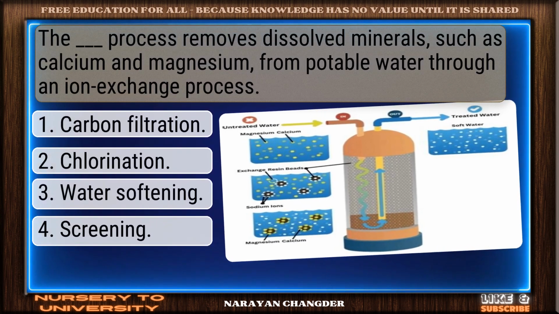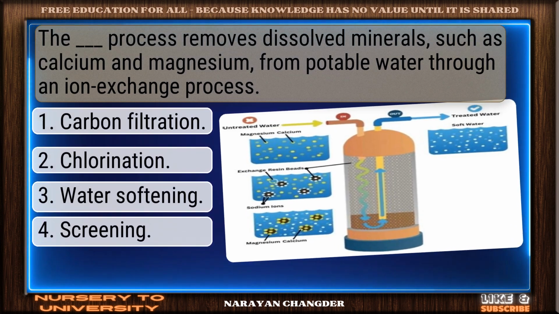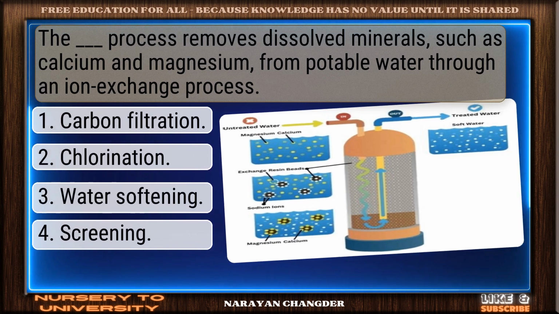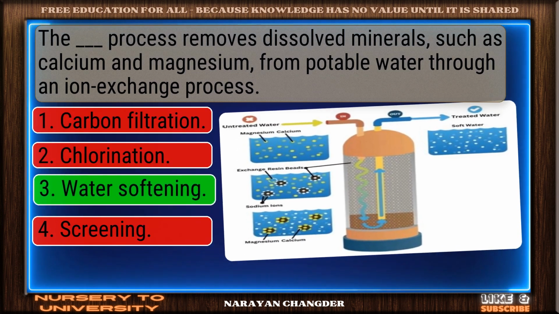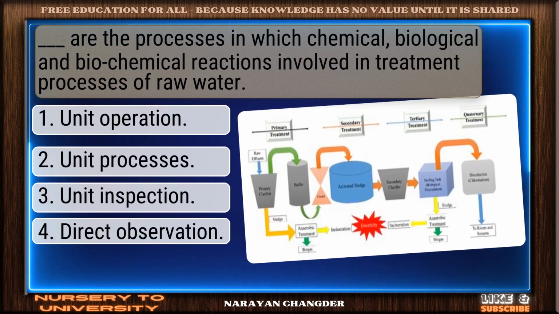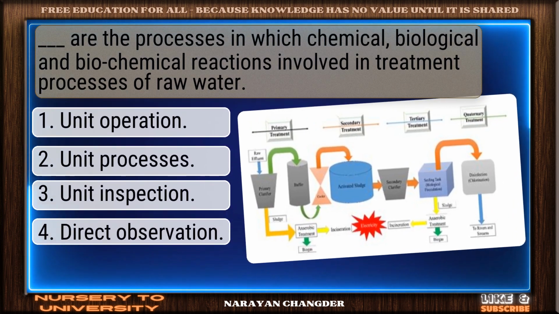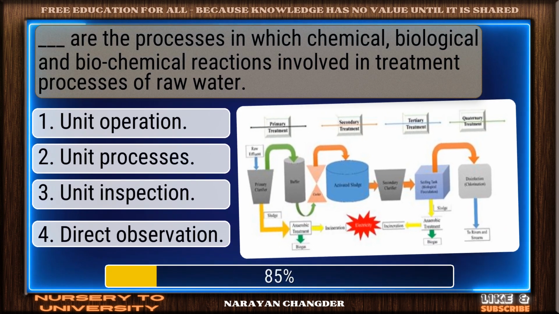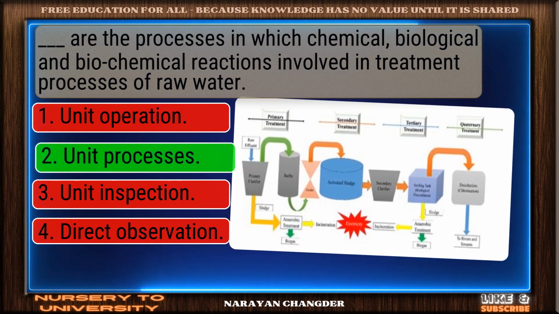The dash process removes dissolved minerals, such as calcium and magnesium, from potable water through an ion exchange process. Solid response. Water softening is a valid choice. Dash are the processes in which chemical, biological, and biochemical reactions are involved in treatment processes of raw water. Correct response. Unit processes is the most accurate answer.